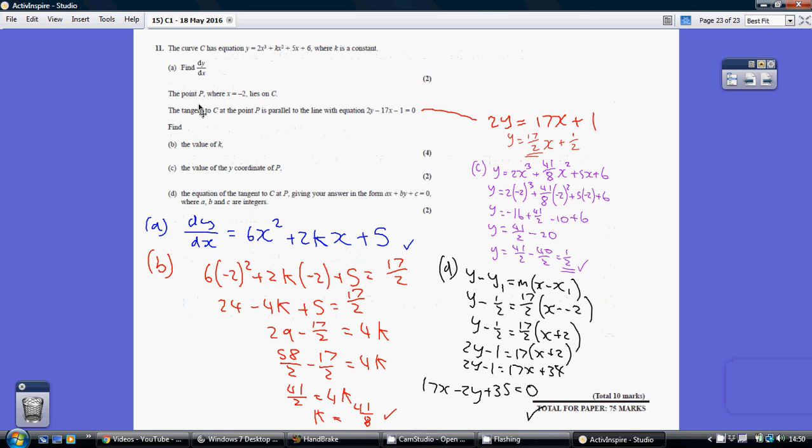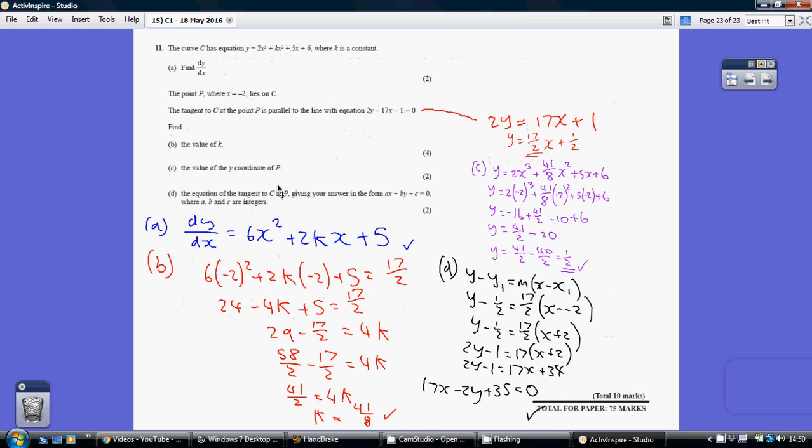Now for part B, we're told the point P where x equals minus 2 lies on the curve. The tangent to C at the point P is parallel to this line. Find the value of k. Okay, so it's going to be parallel to this line. So first things first, let's rearrange this into y equals mx plus c format so we can work out the gradient of this parallel line. So adding 17x and plus 1 to both sides, we get 2y equaling 17x plus 1. Divide through by 2, and we can see that the gradient of the parallel line is 17 over 2.